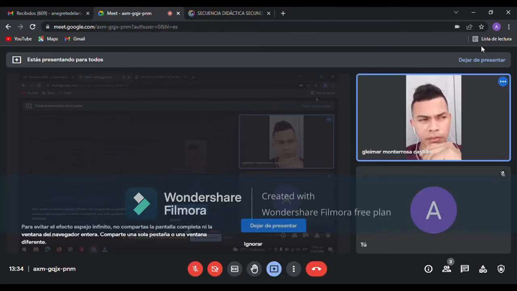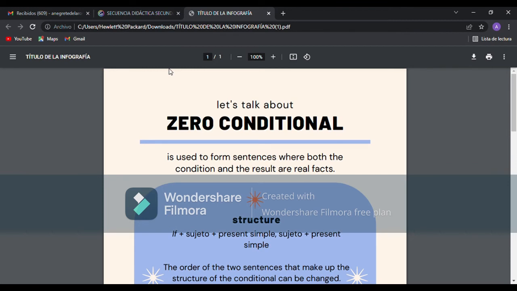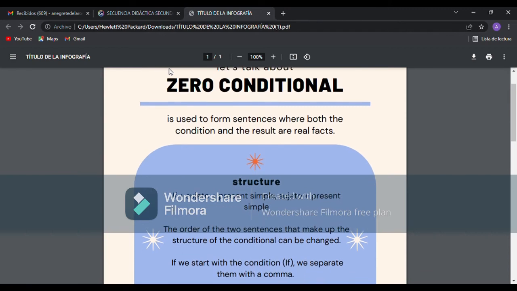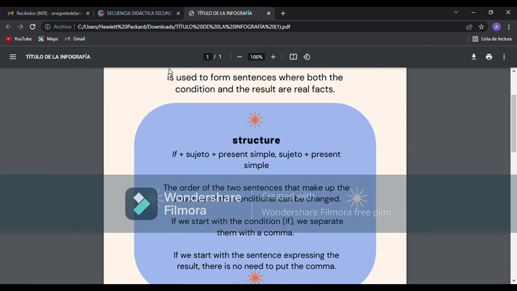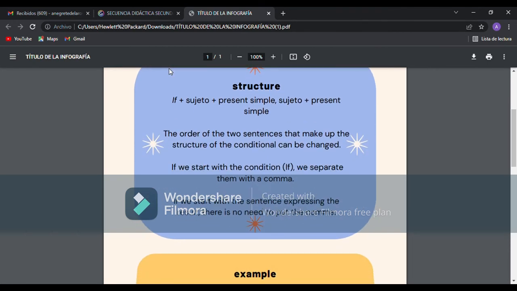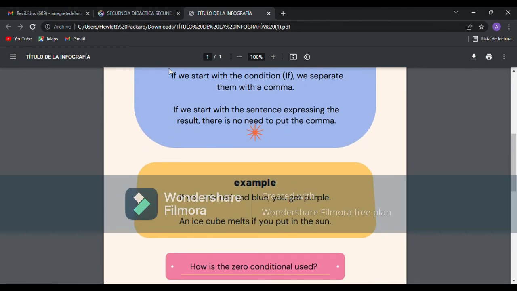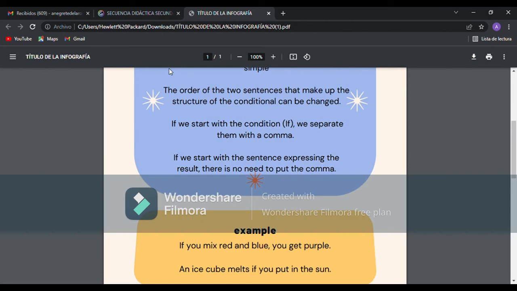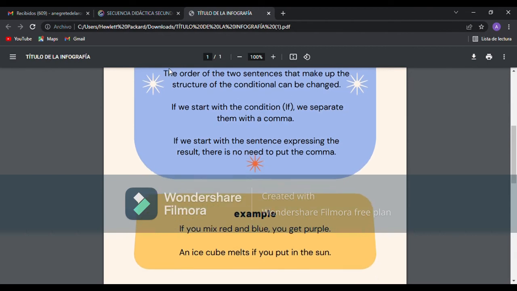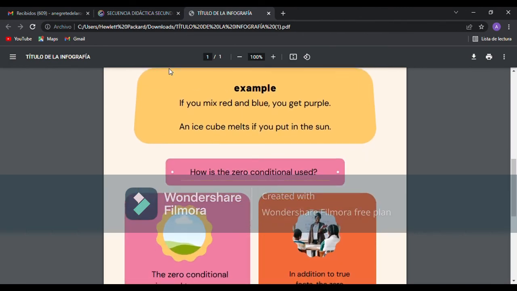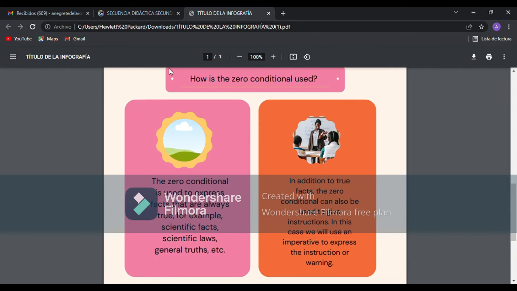Thank you. Let's talk about the zero conditional. It's used to form sentences where both the condition and the result are real facts. The structure is: if plus subject plus present simple, comma, subject plus present simple. The order of the two sentences that make up the conditional can be changed. If we start with the condition, if, we separate the result with a comma. For example, if you mix red and blue, you get purple. Another example will be, if water reaches 100 degrees Celsius, it boils.